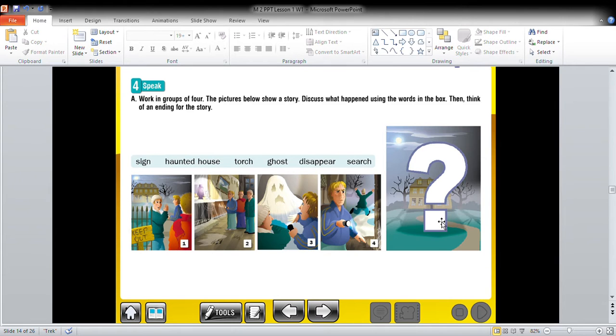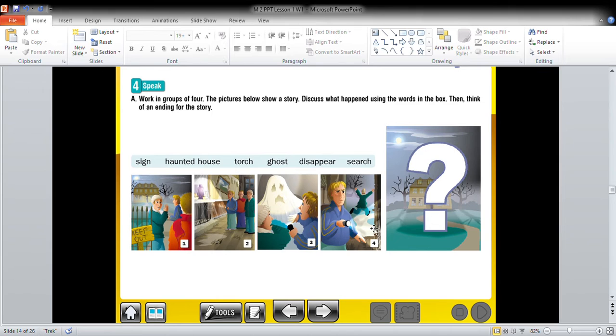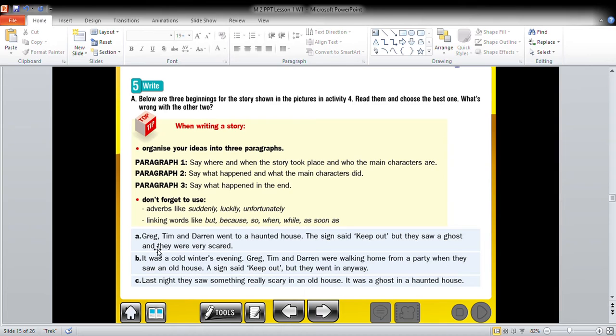And after that, we are going to give the ending of the story. Now, below are the 3 beginnings of the story shown in the picture in activity 4. Read them and choose the best one. What's wrong with the other 2? So, these are examples of the beginning of the story. You can choose the beginning of your story here. Just choose one as the beginning of your story.